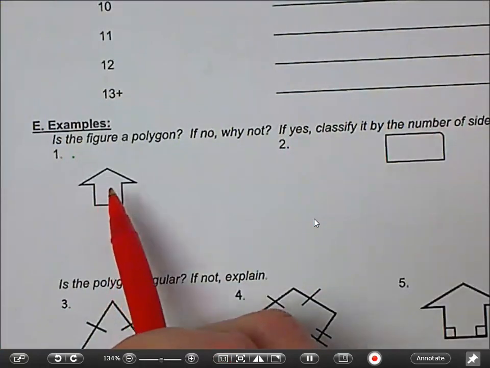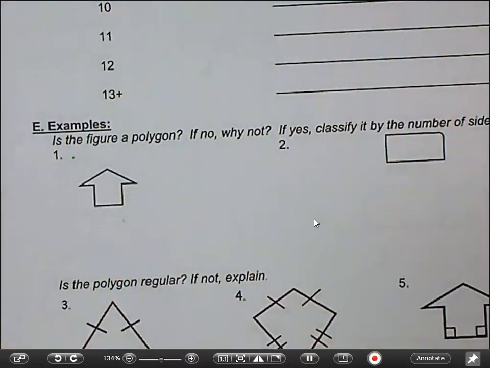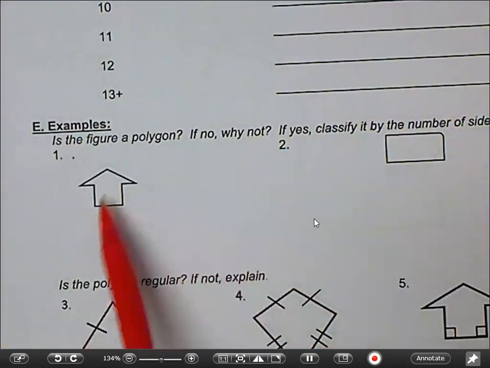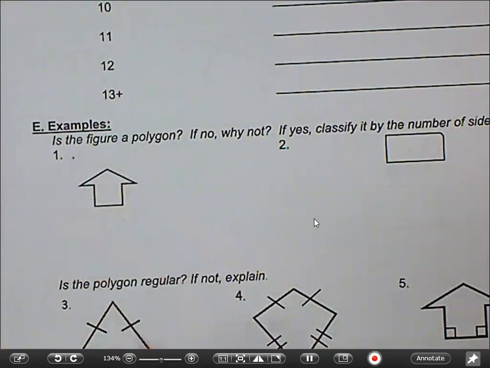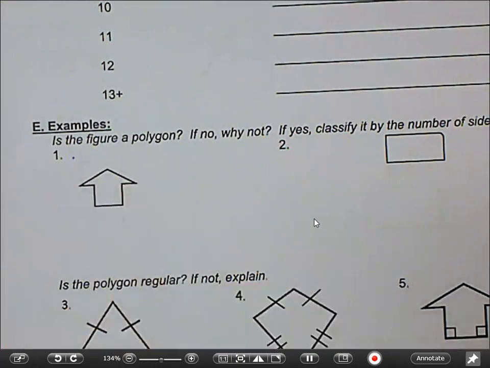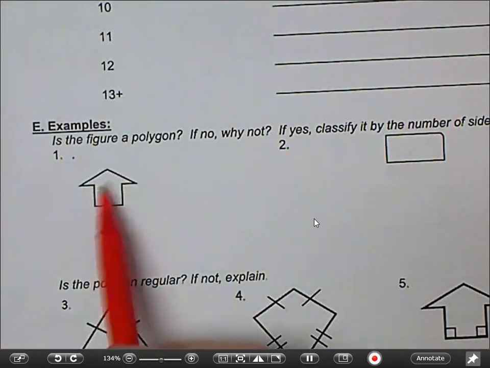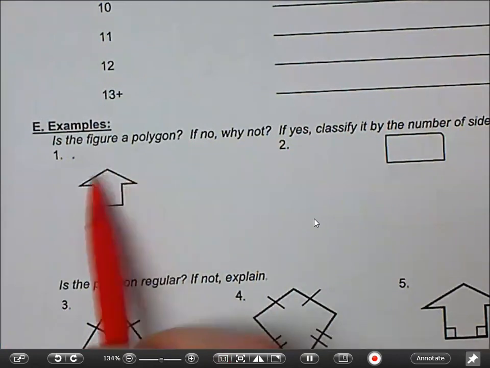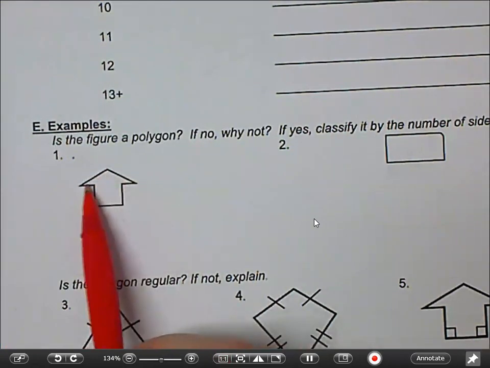Remember those 3 criteria. First criteria was it has to be a closed shape. I don't see any openings or gaps in this one, so that's good. Second, a polygon cannot have any curved edges. Looks like we got just nice flat sides on this one. And then finally, the criteria was you can't have more than 2 sides meeting in a vertex. So even if you look at any of the corners, whether it's here, looks like that's made by 2 sides coming together. If you look at this corner, it looks like it's only made up of 2.